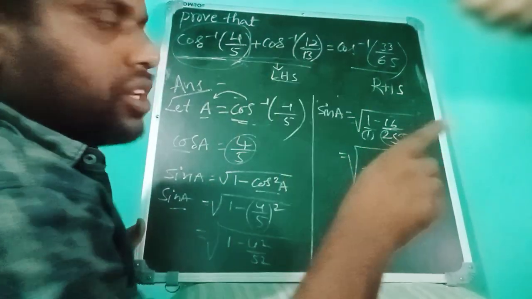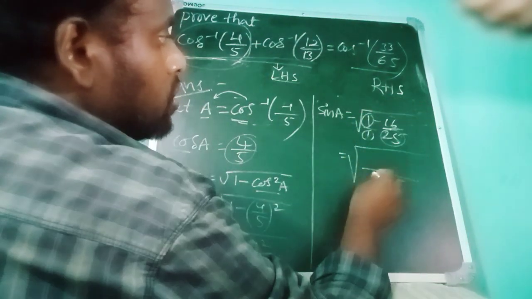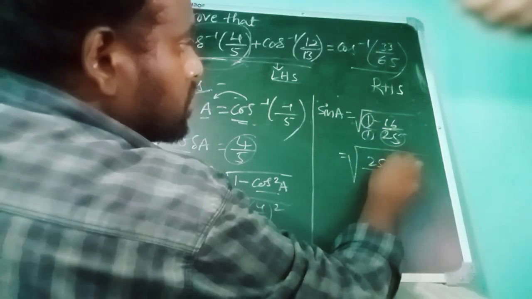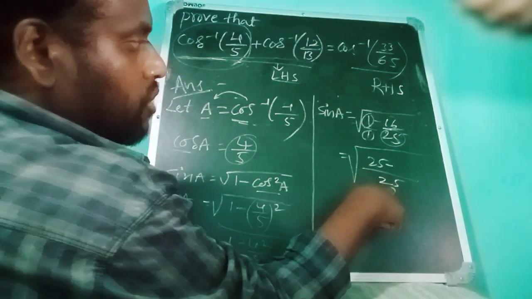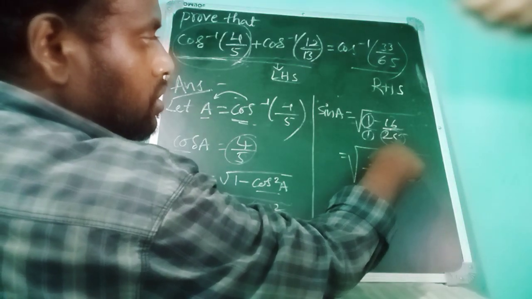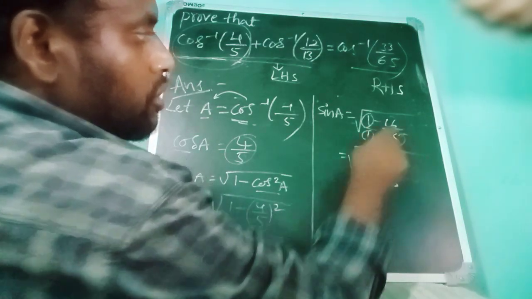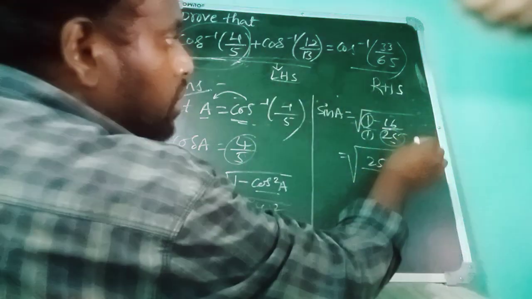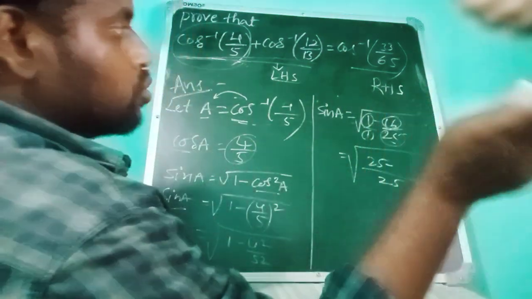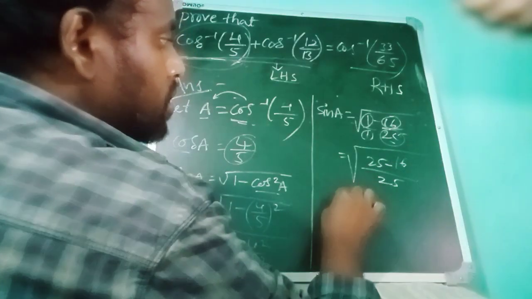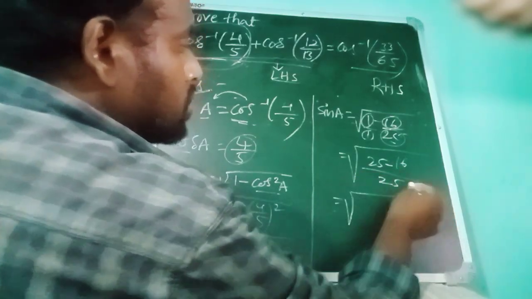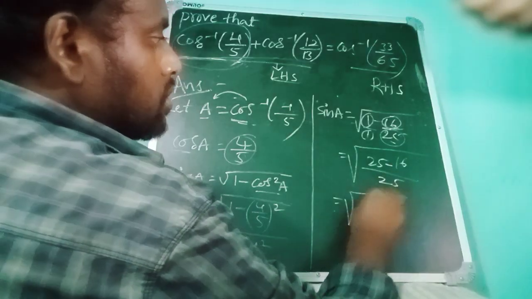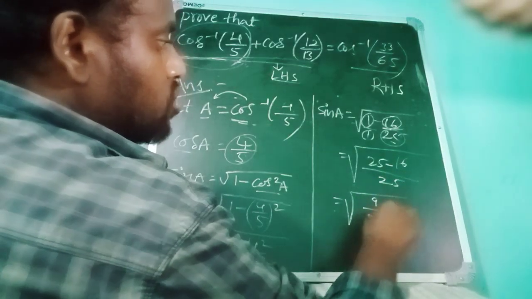Multiply that 25 with the numerator 1, so 1 into 25 is 25. Minus, next divide 25 by the denominator 25, and you get 1. Multiply that 1 with the numerator 16, so 1 into 16 is 16. Next, square root of 25 minus 16, how much? 9. So 25 we keep as it is.